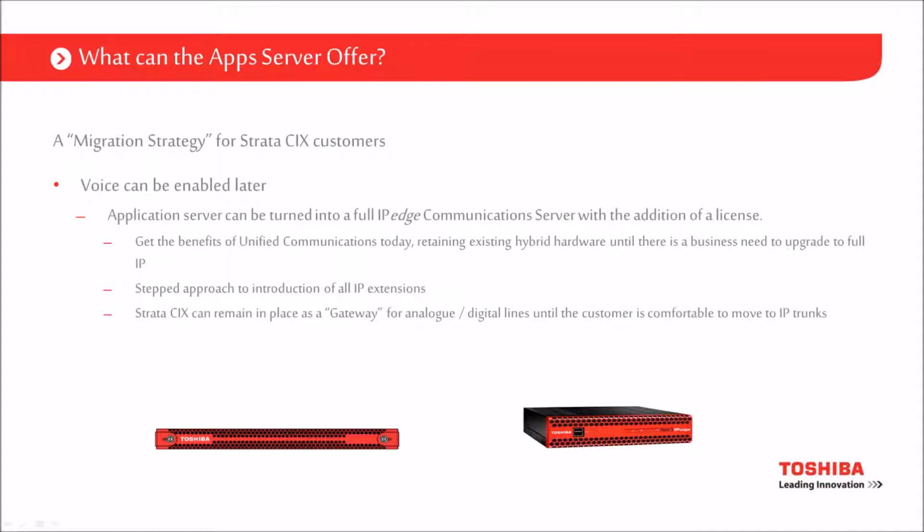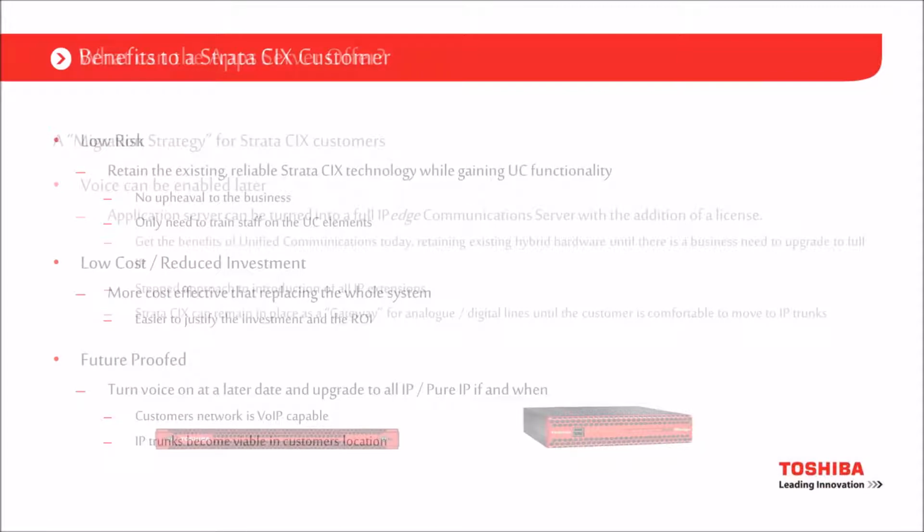And either you put a gateway in or you keep the Strata CIX in place with the analog or ISDN lines coming through. That could be the gateway into the IPedge, and at a later date you then chop the CIX out and you then move into IP trunks, and the IPedge does everything. So that's another way of looking at it as a migration strategy.